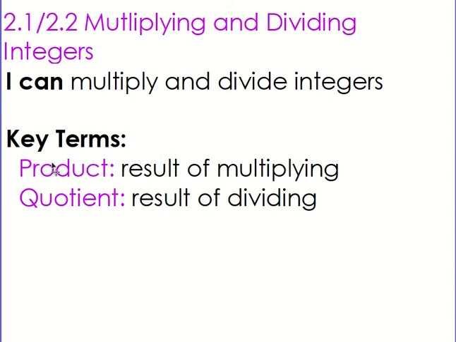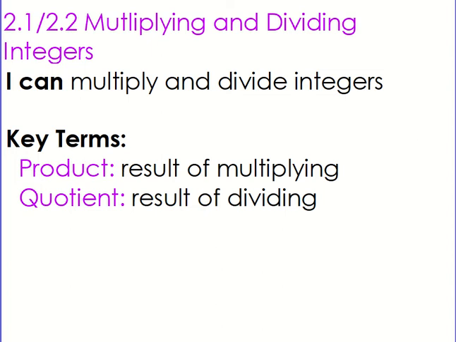Remember with product and quotient, we always just do them in the order they give us. So if I said the product of 2 and 4 is 2 times 4, and the quotient of 2 and 4 is actually 2 divided by 4. So always in the order they are given.